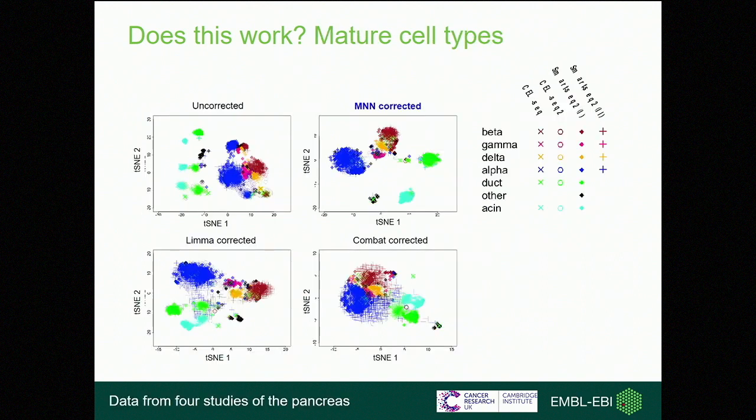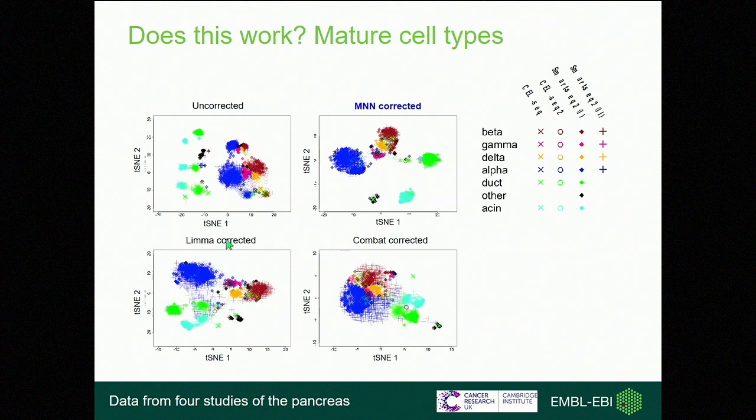That's nice. More interestingly, perhaps, it also works in real data. So this is 4 experiments, 4 studies of the pancreas by 4 independent labs with different single-cell RNA-seq technologies. They identified the cell types themselves. So the cell types are indicated by colors, the experiments by the symbols. And what you can see on the left-hand side here is the uncorrected data. So you have very substantial batch effects, where depending upon the experiment, you're getting cell types clustered by experiment.